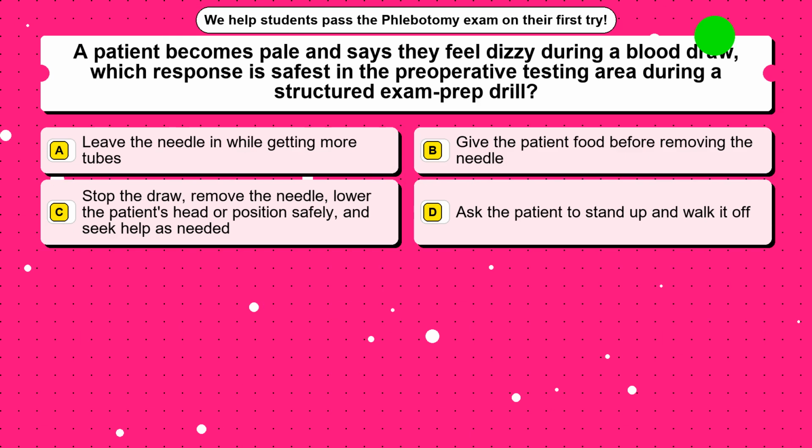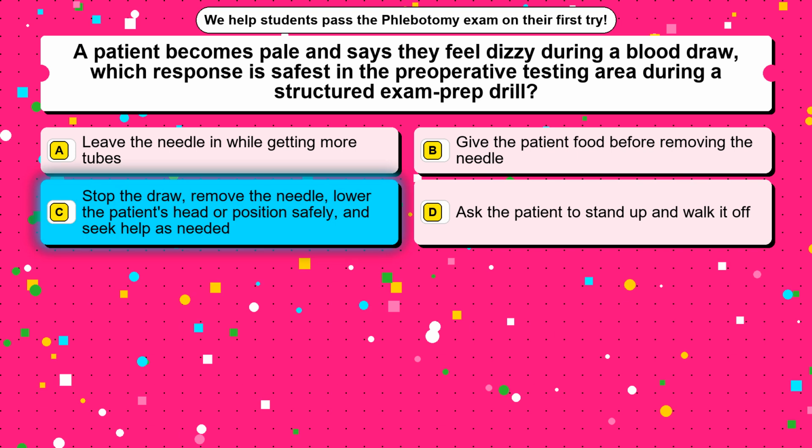Question 31. A patient becomes pale and says they feel dizzy during a blood draw. Which response is safest in the preoperative testing area during a structured exam prep drill? Option A. Leave the needle in while getting more tubes. Option B. Give the patient food before removing the needle. Option C. Stop the draw, remove the needle, lower the patient's head or position safely, and seek help as needed. Option D. Ask the patient to stand up and walk it off.